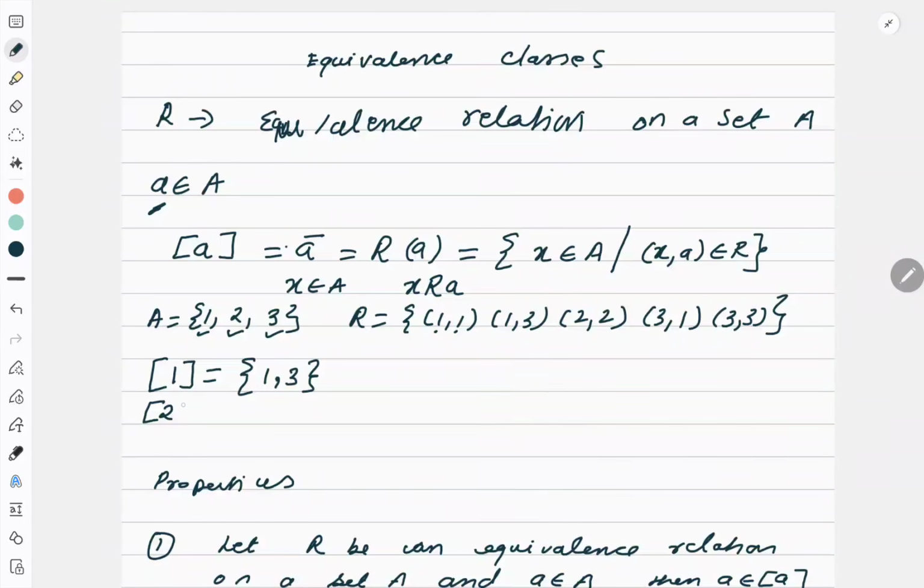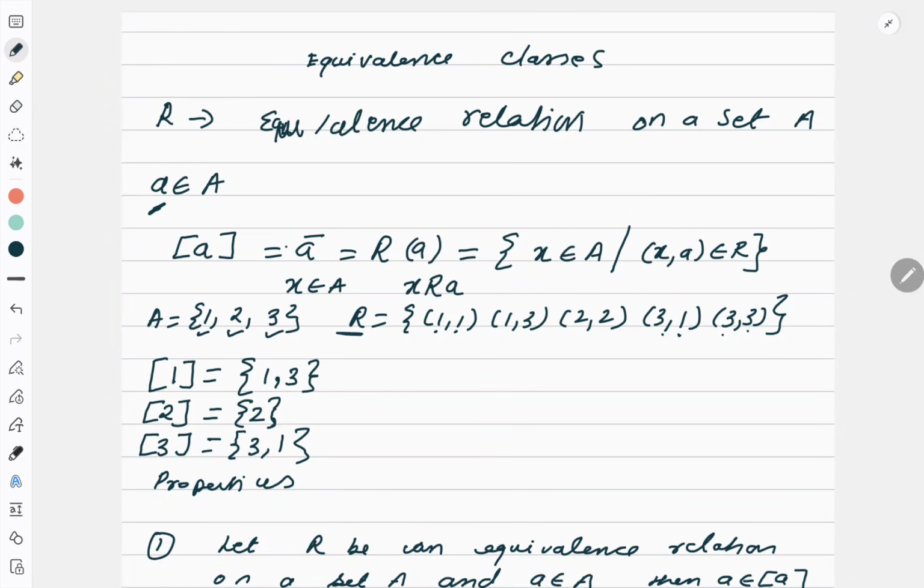Let me find out the equivalence class of 2. As I said, 2 will always be there because this is an equivalence relation, so I know that (2,2) will be there because of the reflexive property. Then I search whether 2 is related to any other element. See, 2 is related to 2, which I have already noted down, and that's over. So in this equivalence class I have only one element. Now let us see the third element, 3. For 3, as I said, 3 will definitely belong. Then I check that 3 is related to 1, so I need to write 1 also, and 3 is related to 3 which I have already written. Correct?